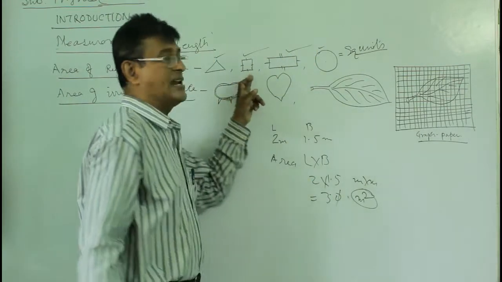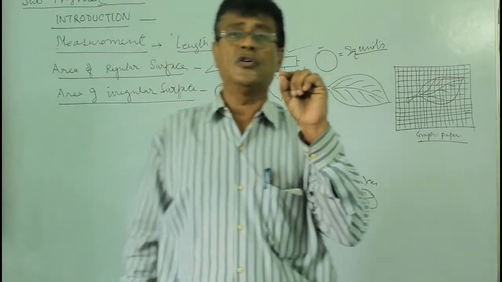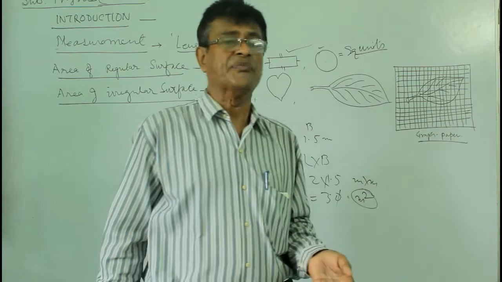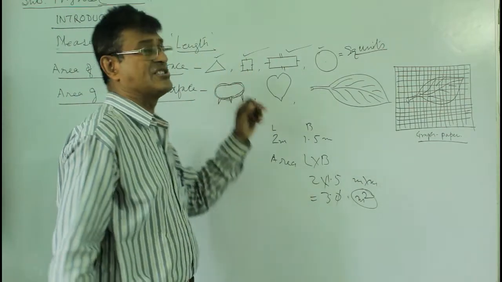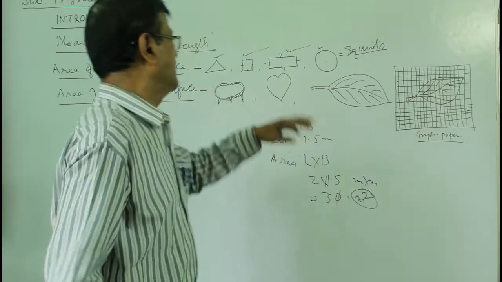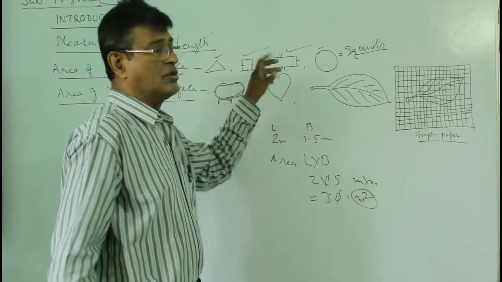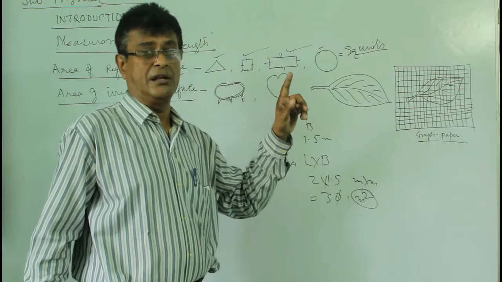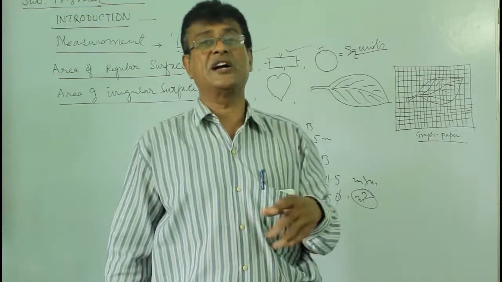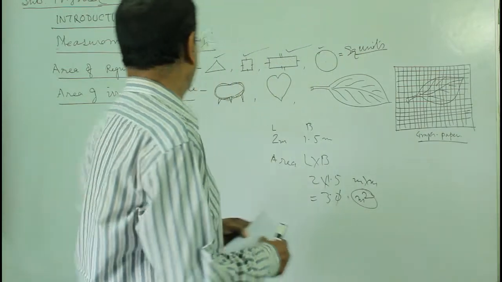Then for square it is 4 into size. That means the side square. Not 4 into size, it is a side square. If side multiplies twice, that will be the area. Here the length and the breadth is there, so length into breadth, square units. And in case of the circle, it will be pi r square. So this is how that is done.